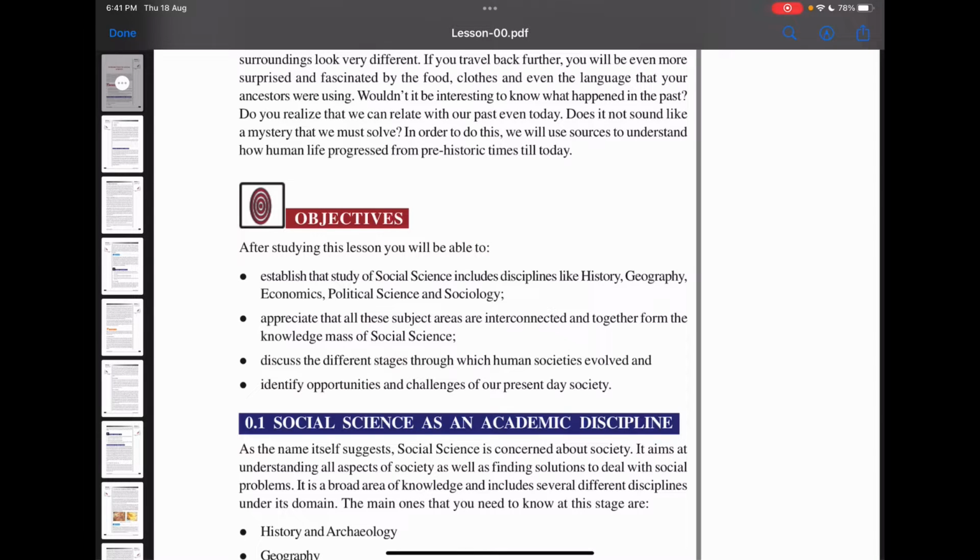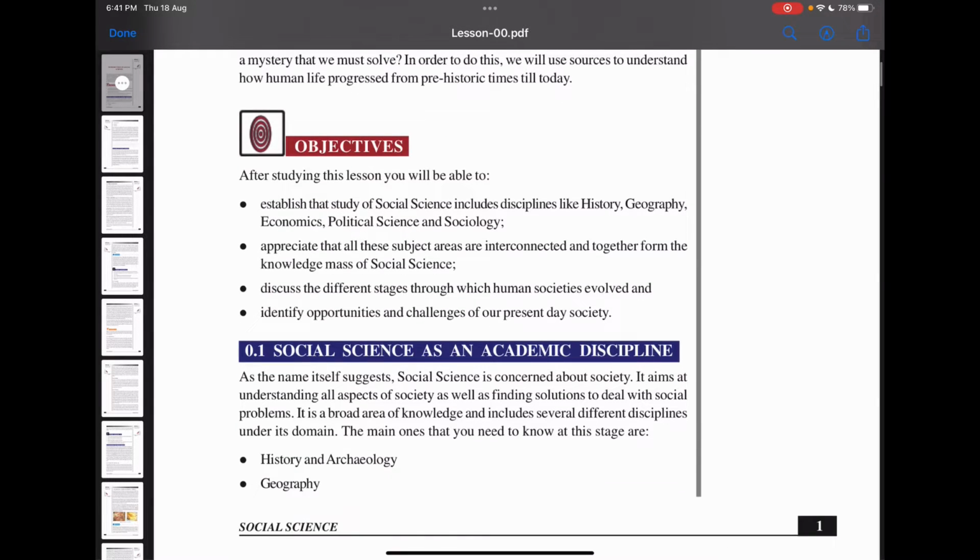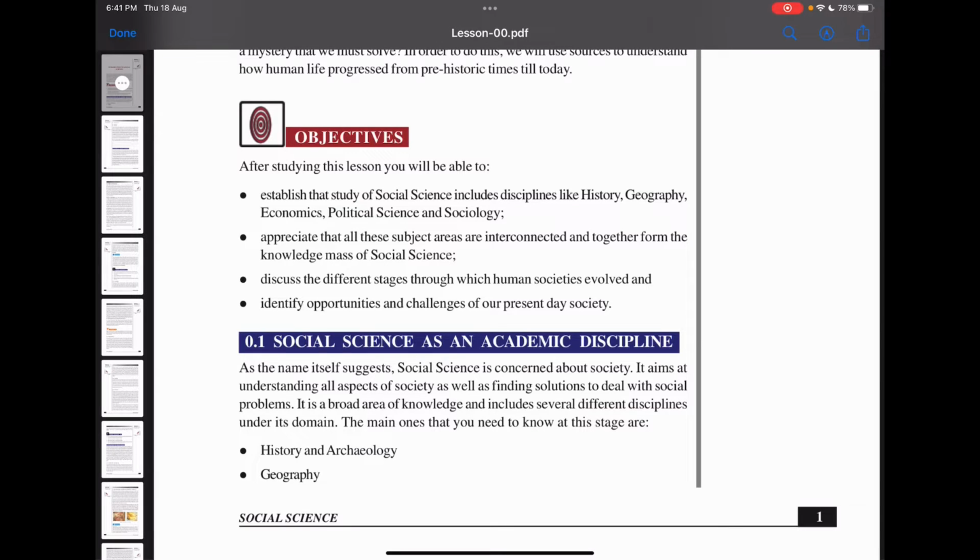So what you see here, the social science subject is not part of one subject itself. It's a part of many subjects brought together to become one subject, that is the social sciences. As the name itself suggests, social science is concerned about society. It aims at understanding all aspects of society as well as finding solutions to deal with social problems. It is a broad area of knowledge and includes several different disciplines under its domain.